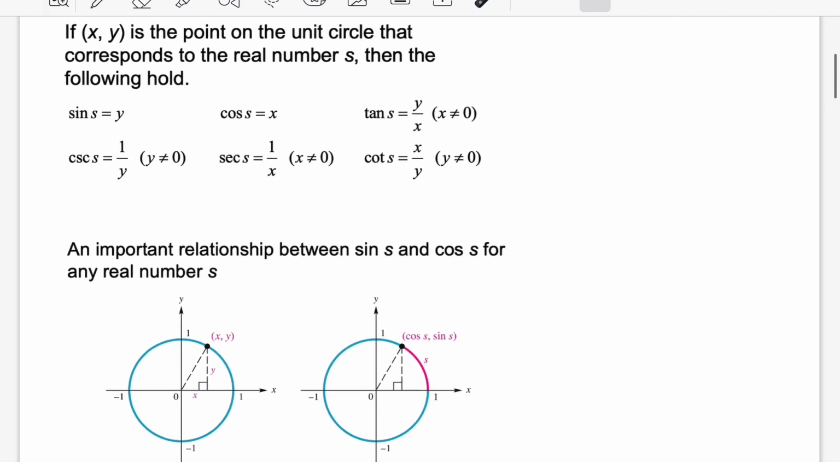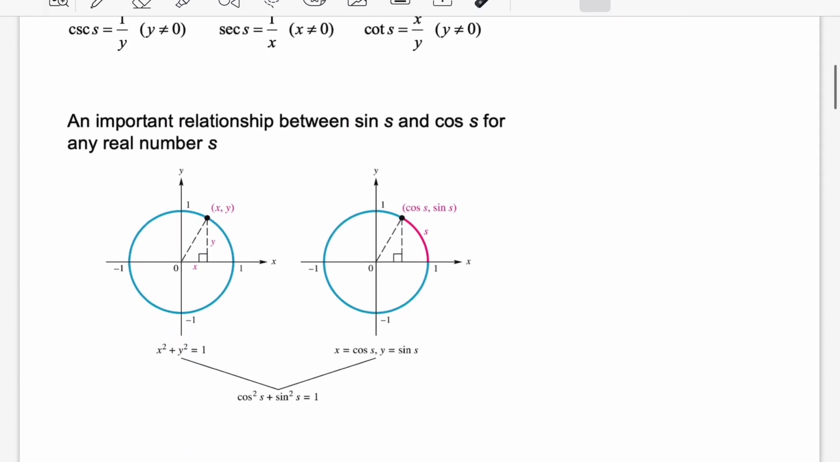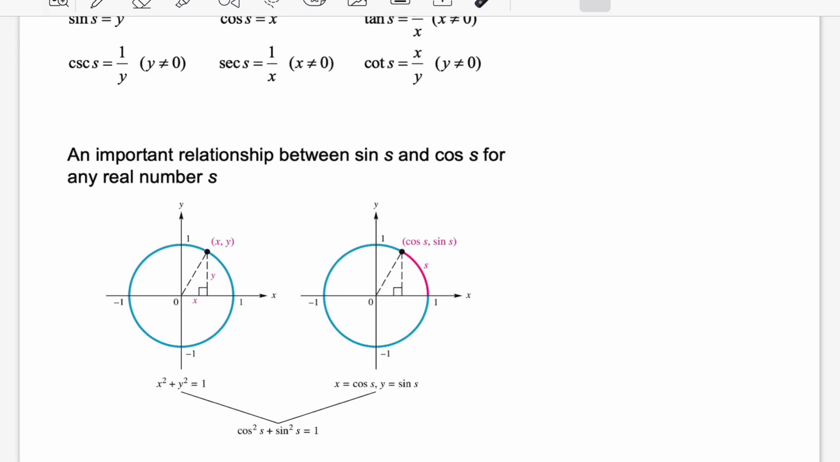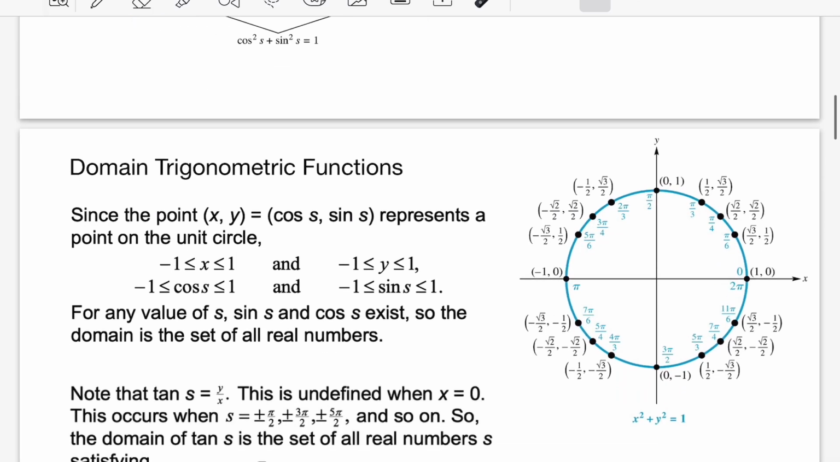Now, there is an important relationship between sine and cosine for any real number s. First, if you remember from your 135 class, the equation for a circle that has center at the origin and radius 1 is given by x squared plus y squared equals 1. We just saw that x is equal to cosine and y is equal to sine. So this implies that cosine squared plus sine squared is equal to 1. Now this is called a trig identity, and we'll get into that in a moment, but first we're going to talk about the domain of these trig functions.